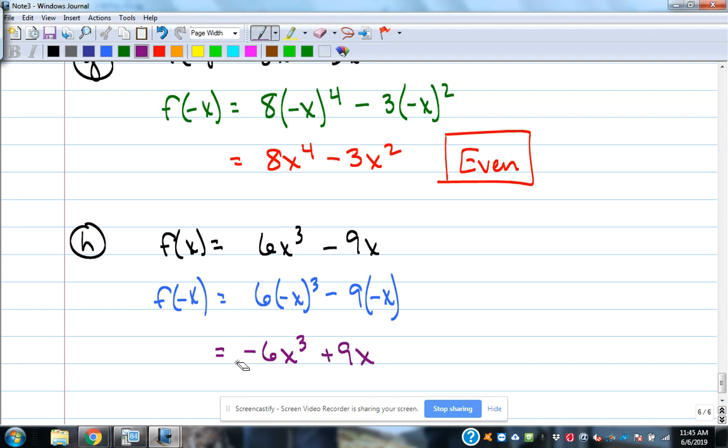What do we notice about this purple one compared to the original? Well, this was positive, now it's negative. This was negative, now it's positive. It's changed the signs of both of those. So that's what makes it odd.